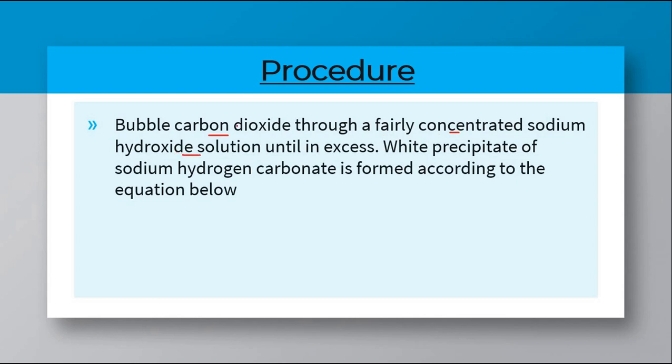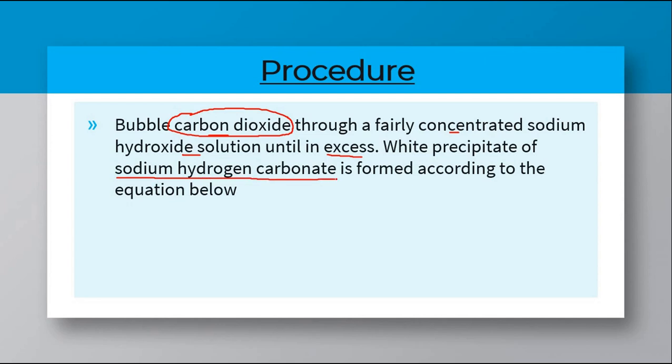In this case, how do we get carbon dioxide? We need to first prepare carbon dioxide gas. And how do we do that? It is just a matter of getting dilute hydrochloric acid, then we react it with calcium carbonate. Then we shall be able to get carbon dioxide. Once we get carbon dioxide, we pass it through a fairly concentrated sodium hydroxide solution until in excess. It means that our carbon dioxide gas must be in excess, so that we can get a white precipitate of sodium hydrogen carbonate.